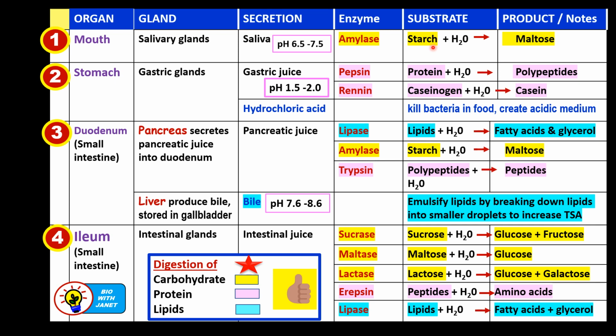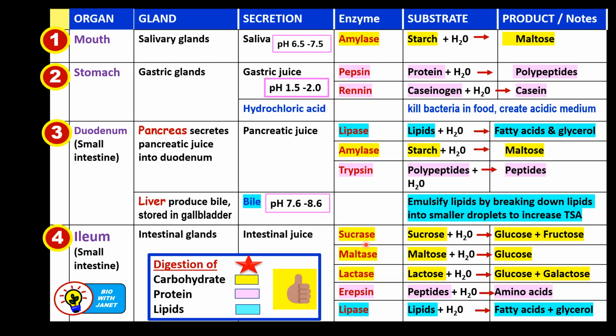Where does the digestion of starch start? It starts in the mouth. So we have to mention that amylase digests or hydrolyzes the starch to form maltose in the mouth, and mention all the glands and secretions. And then in the duodenum too, there's digestion of starch by amylase to form maltose also. This amylase is the pancreatic amylase, whereas the amylase in the mouth is salivary amylase.